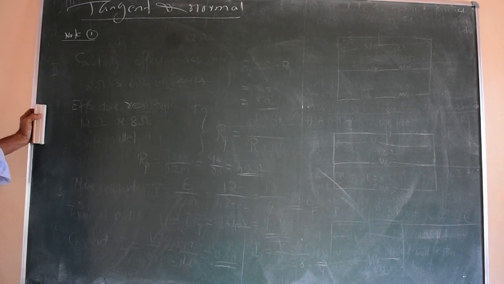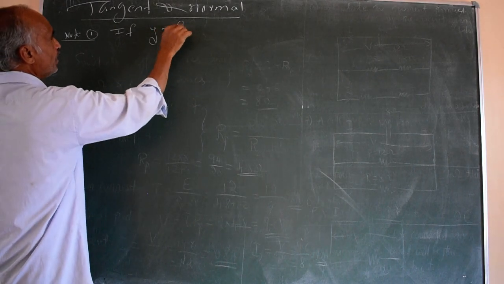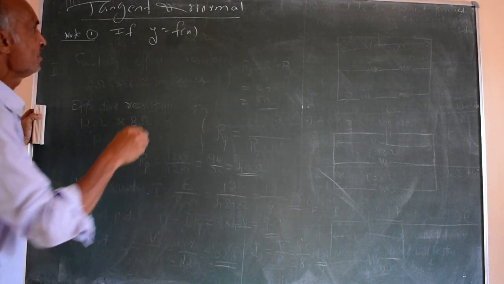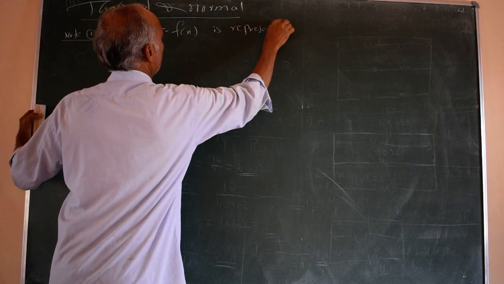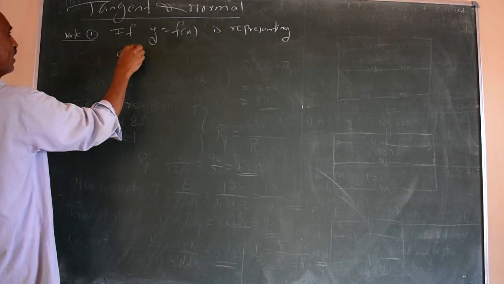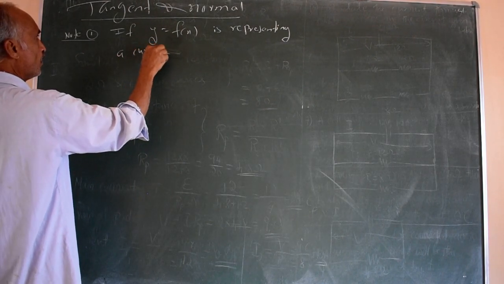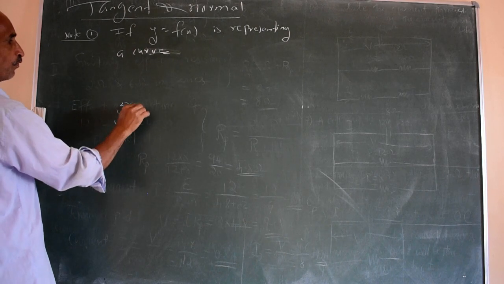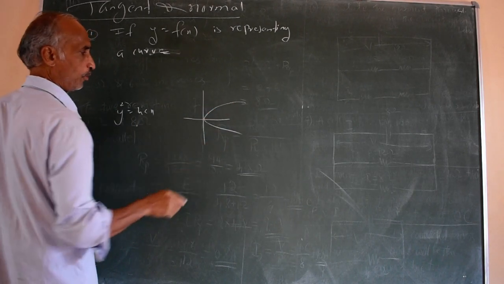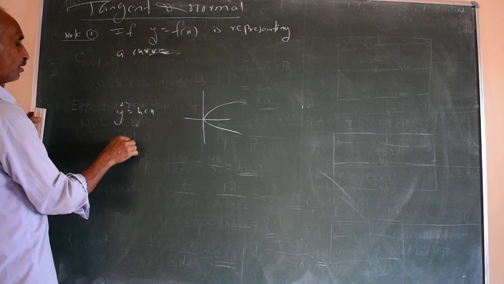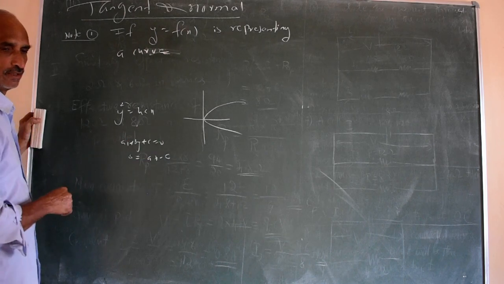If y is equal to f of x is a curve, this is one important note. y equals f of x is representing a curve. For example, look here, y square is equal to 4ax is representing what? Parabola.